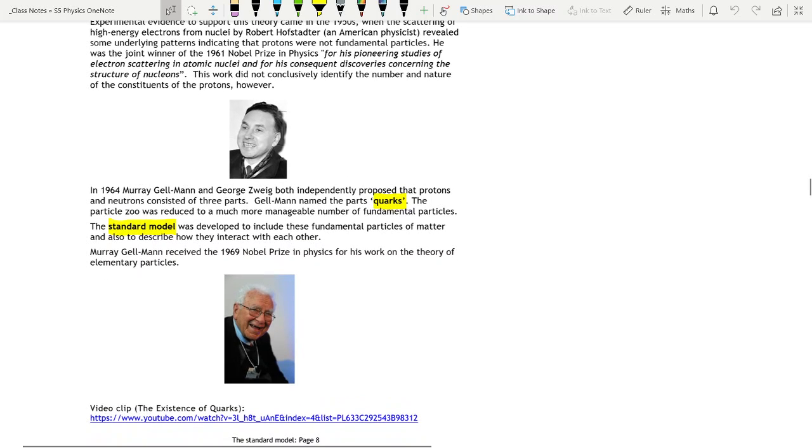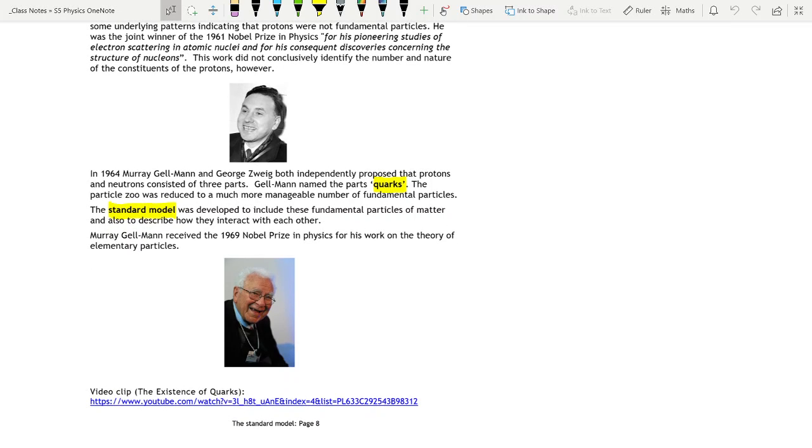the scattering of high-energy electrons from nuclei by Hofstadter revealed some underlying patterns indicating that protons were not fundamental particles. He was a joint winner of the Nobel Prize, and this work did not conclusively identify the number and nature of the constituents of the protons, however. So he just realized that protons could split up into smaller particles, but he wasn't really sure what they were.